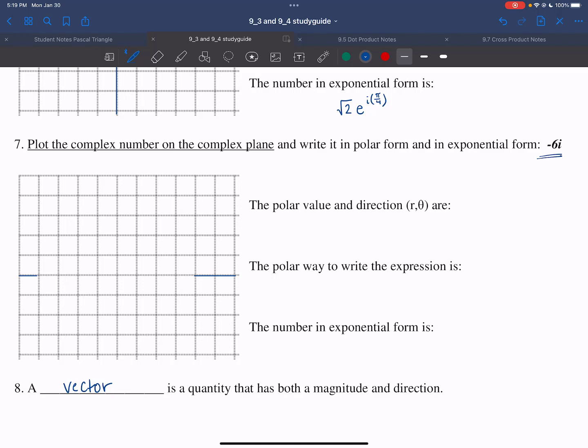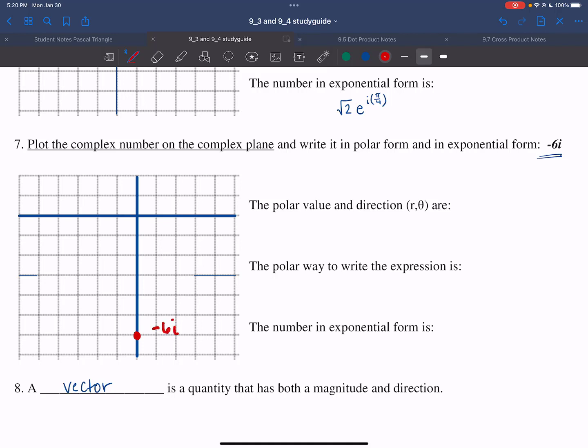So let's go ahead and create, let's see here. I'm going to put my axis here and here. And then I'm going to go ahead and plot negative 6i, which is going to be 1, 2, 3, 4, 5, 6. It's going to be right here, negative 6i.